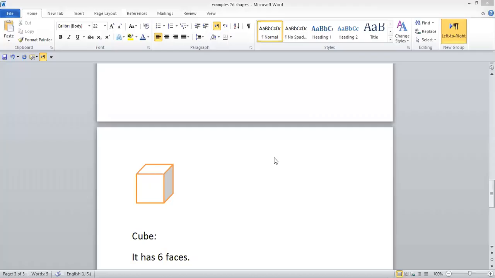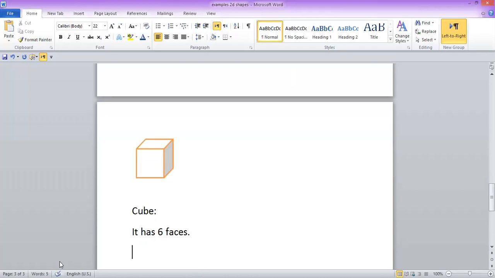Six faces. Very good. There are six faces in the cube. Okay. If I talk about the edges, how many edges does the cube have? Cube has 12 equal edges.